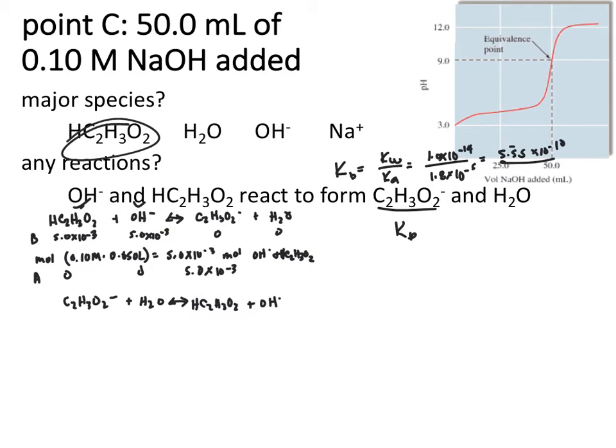Now remember, when we're plugging values into the ICE tables, we actually need concentration values, so I'm going to need to change this mole amount into concentration. So in order to calculate our concentration, we're going to divide our number of moles of acetate ion by our total volume. Remember, we've added 50 milliliters of sodium hydroxide to the 50 milliliters of acetic acid to give us a total of 100 mL, or 0.100 liters. Divide these values, and that gives us a concentration of 0.050 molar. Okay, and so our initial values for all the other species will be as follows.